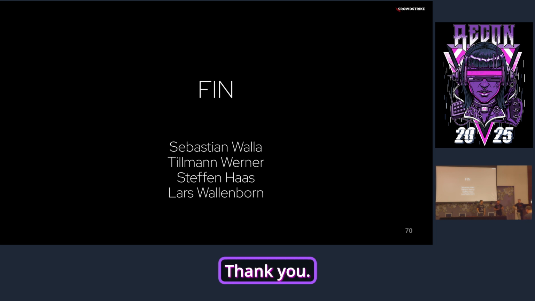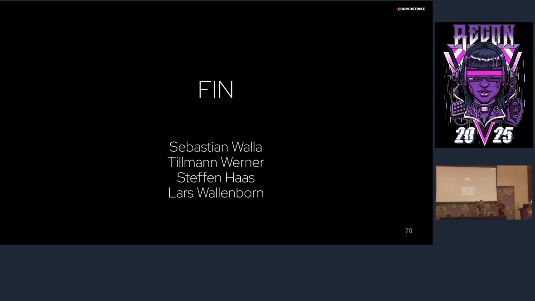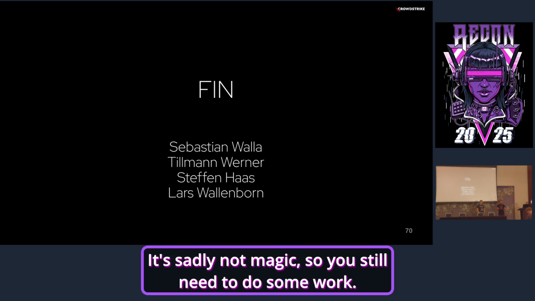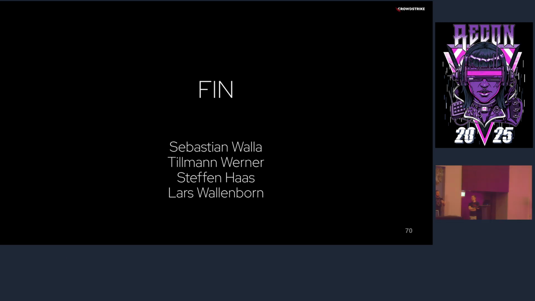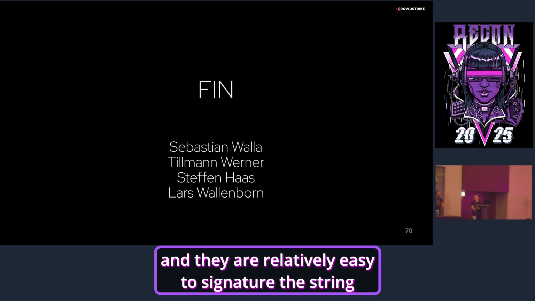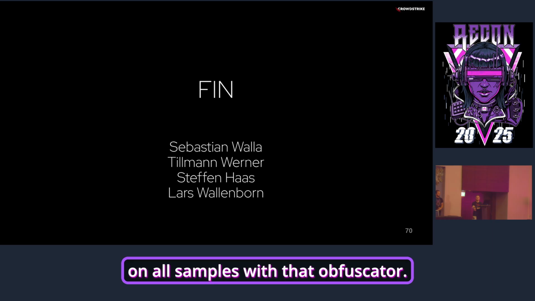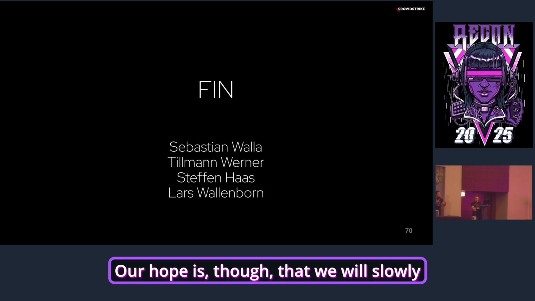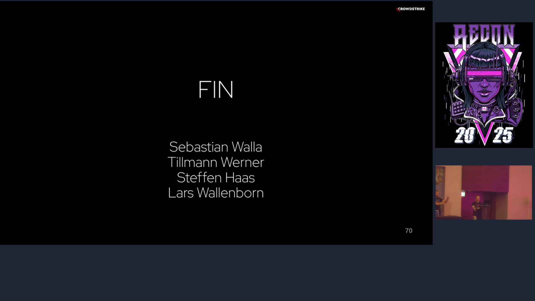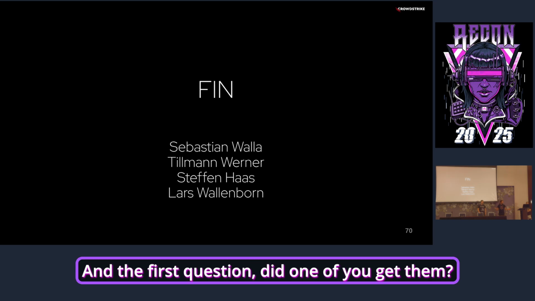Okay, cool, thanks. So I will answer the second question first. I didn't fully get the first one, maybe one of you did. It's sadly not magic, so you still need to do some work. We started with targeting commodity obfuscators, and they are relatively easy to signature the string decryption function and then just execute it on all samples with that obfuscator. But in general, it's not magic. There's still a lot of stuff you need to do. Our hope is, though, that we will slowly pile up more and more analyzers and then basically crowdsource it by having a lot of different analyzers.